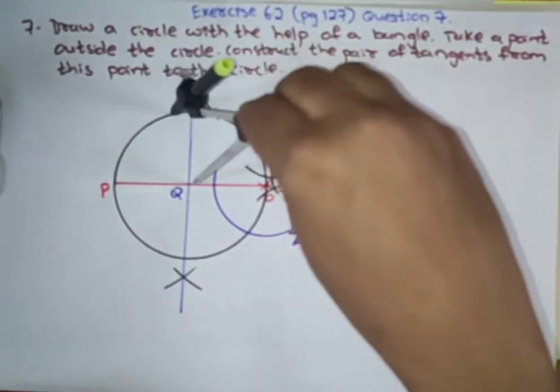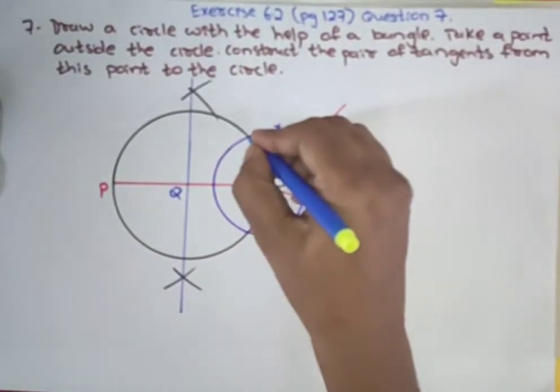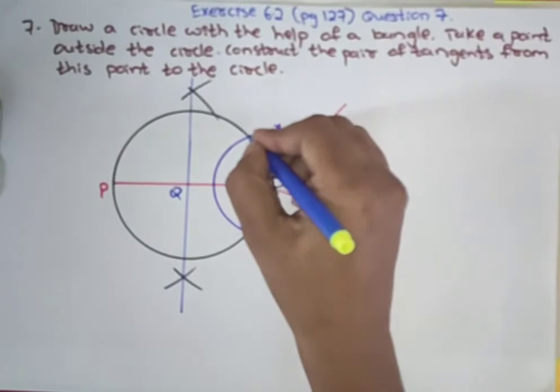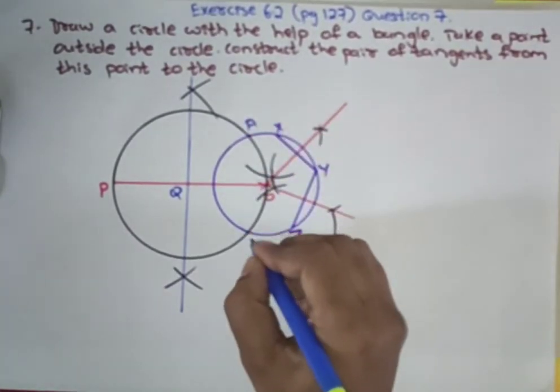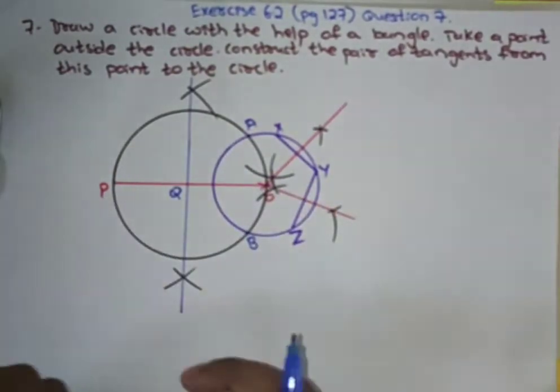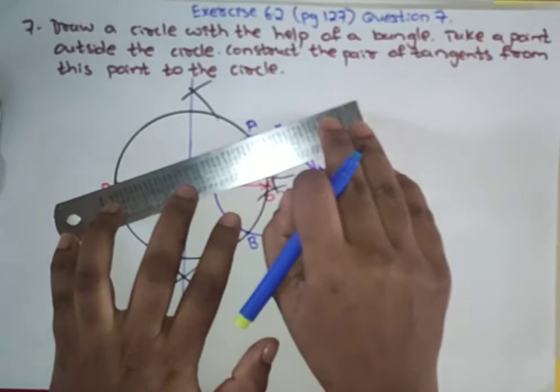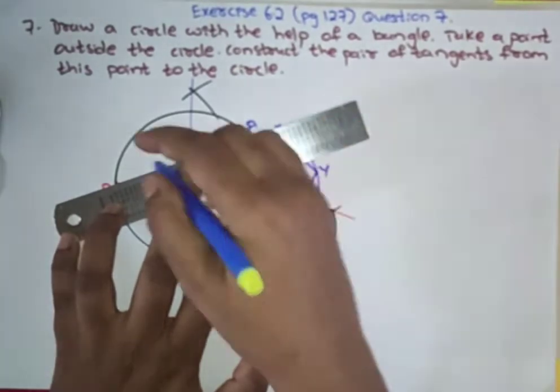Next, see, you have got 2 points here. This is A and this point is our B. Now we have to join PA and PB. PA and PB are our required tangents from the external point P.